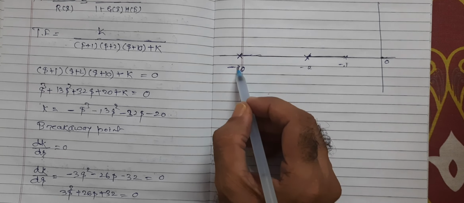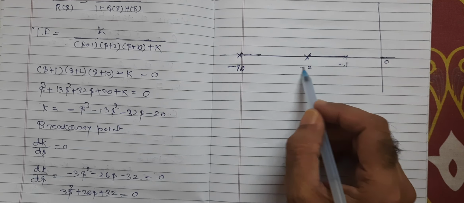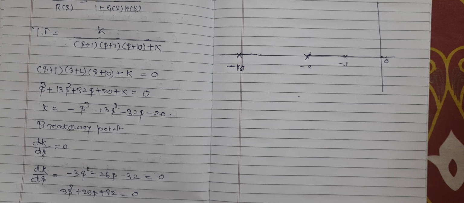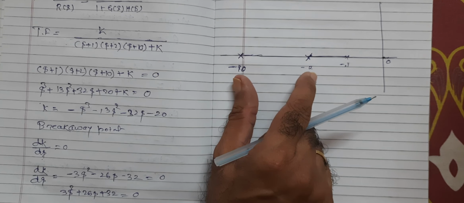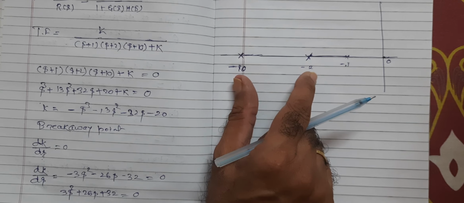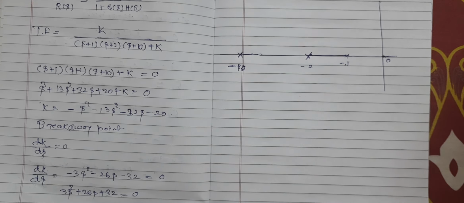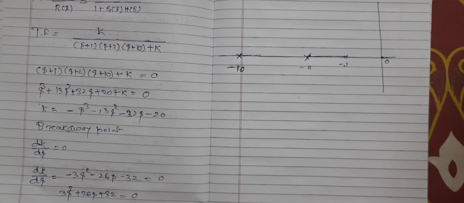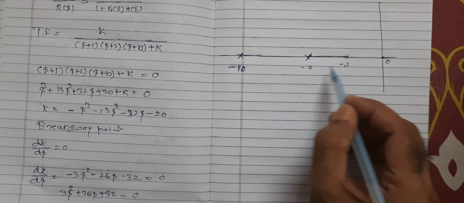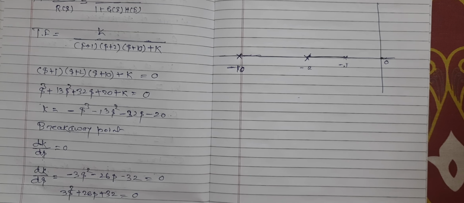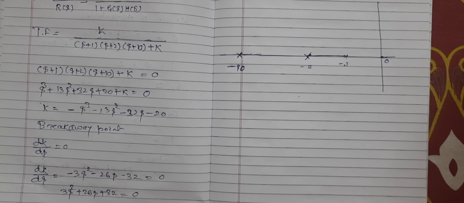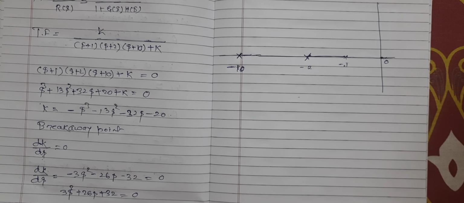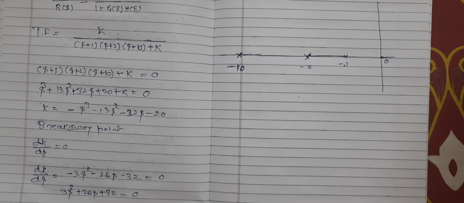Now see here, to the right of -10, there are two poles. Two is an even number, so between -2 and -10, no root locus will exist. So this is our condition. Between -1 and -2, we have the root locus, and that is our root locus region.